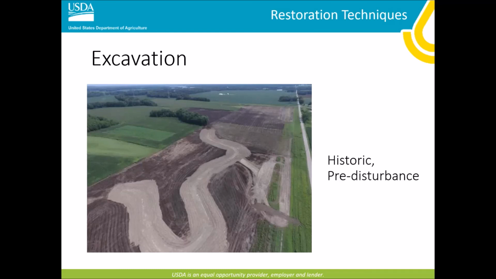As you can see from this photo here, this is an area of the field that was an old slough. To farm it, they pushed it in, so they didn't have to drive through the slough, and they farmed it for many, many years. And to restore it, we just recreated that old slough that was in that field, and we returned it to that historic, pre-disturbance condition that was there. Next slide.